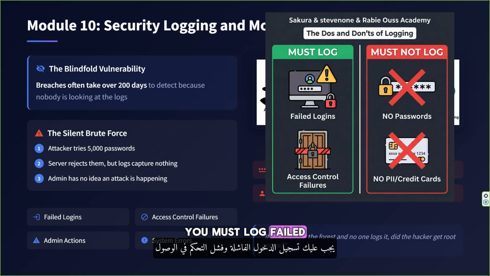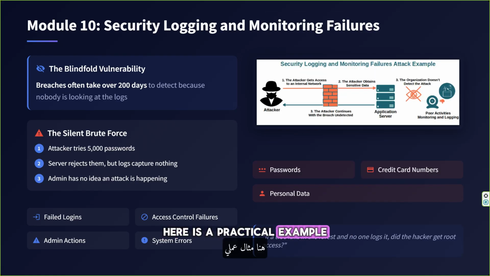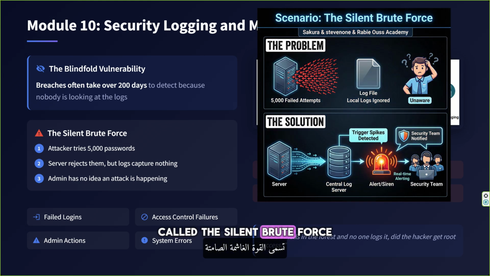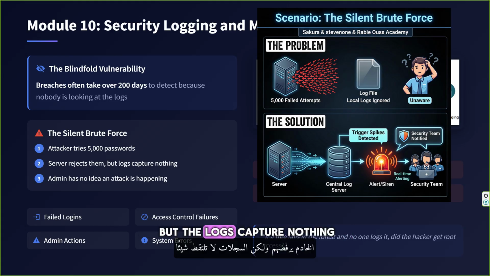You must log failed logins and access control failures. You must not log passwords or credit card numbers. Here is a practical example called the silent brute force. An attacker tries 5,000 passwords. The server rejects them, but the logs capture nothing. The admin has no idea an attack is happening.